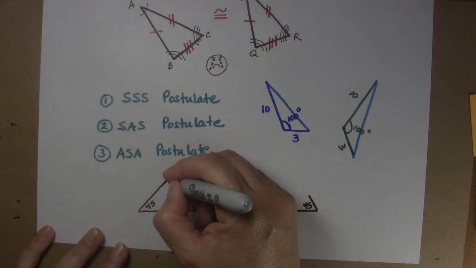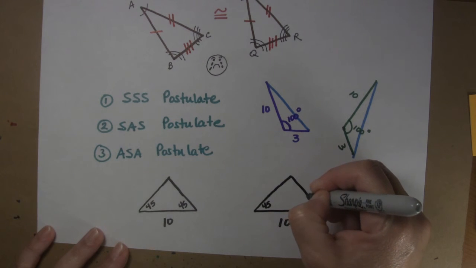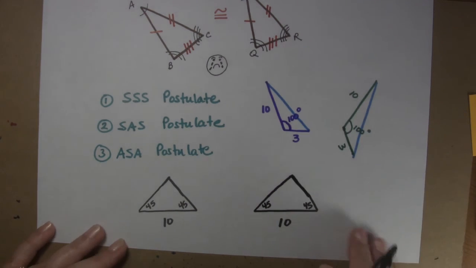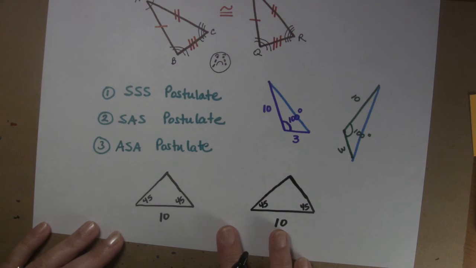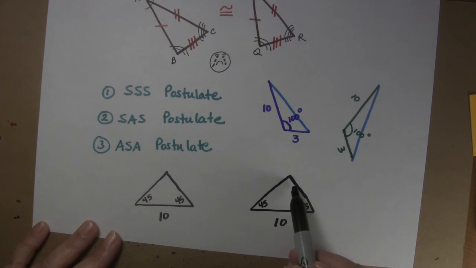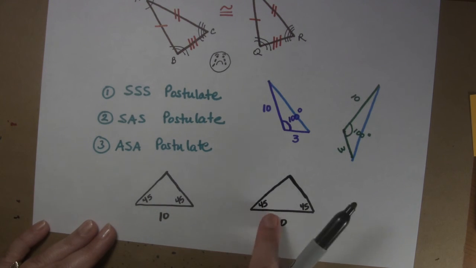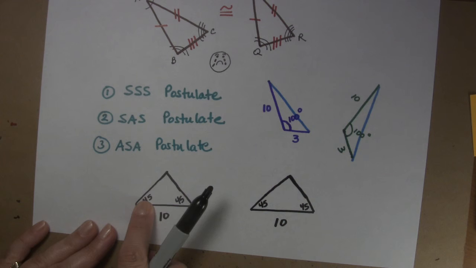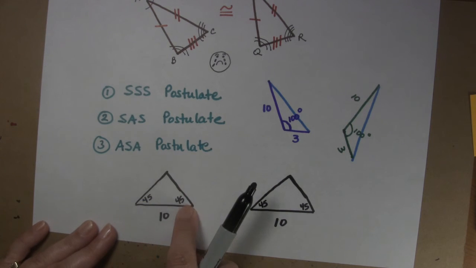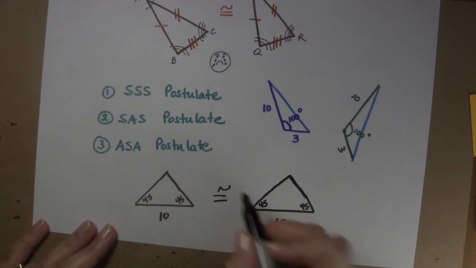Then when I wind up finishing this drawing, these triangles will be congruent. I don't have to measure these other two sides. I don't have to measure that last angle. If I know an A, an S, an A, and they're in that order, the angle that touches the side that touches the angle, then that's enough to prove congruency.